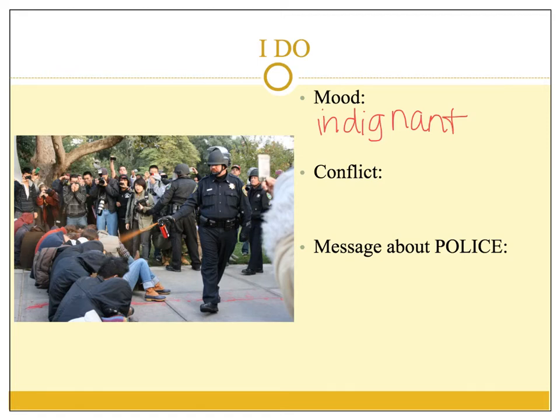So now I need to identify the conflict. When I look at the police, they make me think of society, because they represent government, they represent the law, keeping the society together. And then I have this group of people. So this is my person. So to me, it's going to be person versus society.